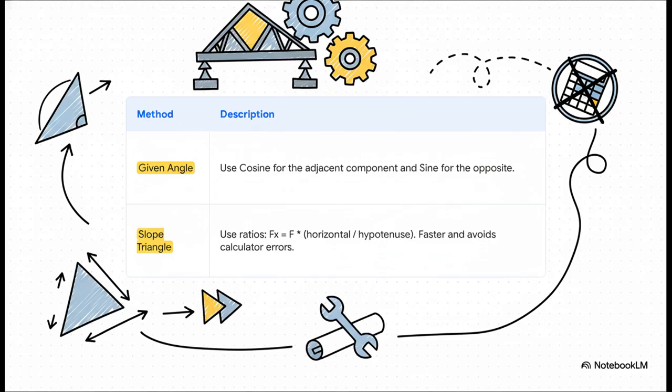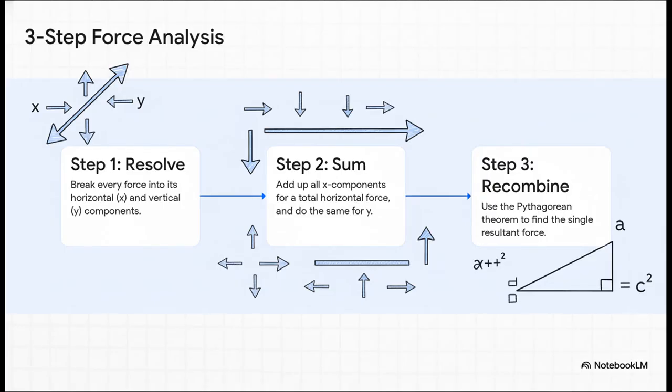It's just faster. You're working with simple ratios, not fumbling with trig functions and long decimals on a calculator. Trust me, on a big project with hundreds of forces, that speed and the way it cuts down on errors is a huge, huge advantage. So the game plan is this simple three-step process. And it doesn't matter how many forces are pulling on an object, the method is always the same.